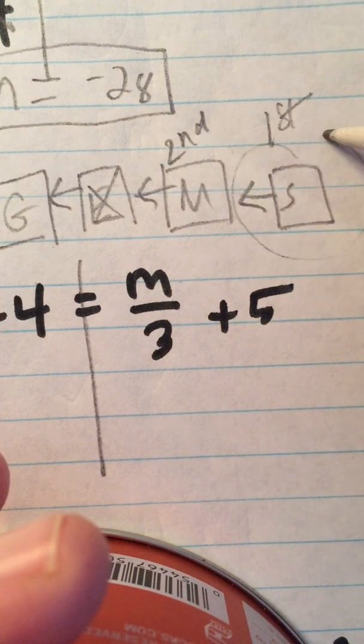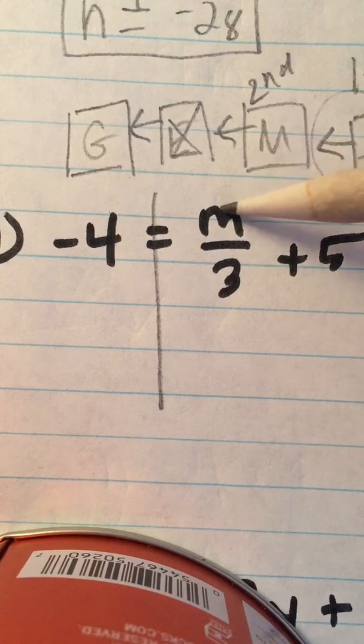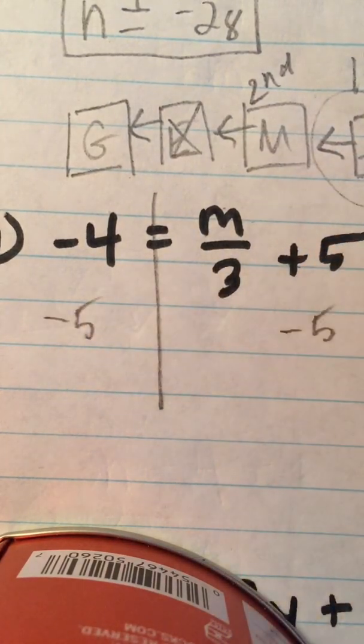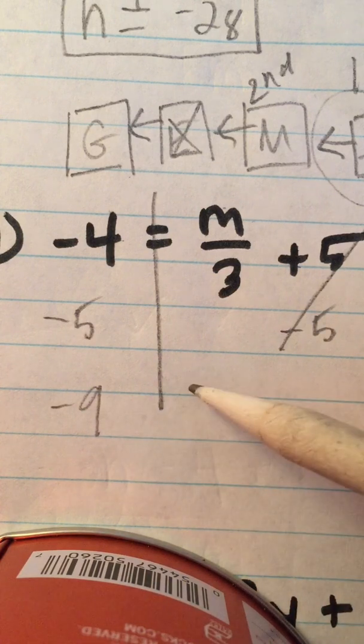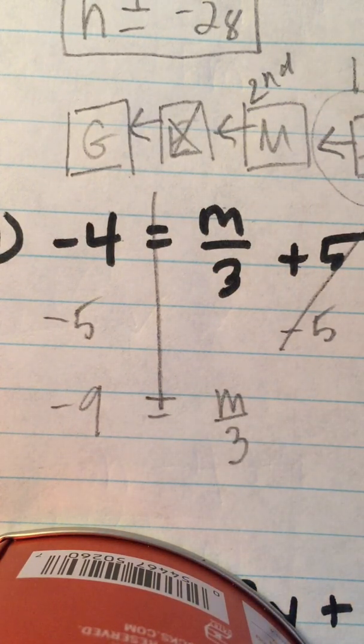The first step is to add or subtract. You're trying to get everything away from this variable here. So I see that it says +5, so I'm going to subtract 5 from both sides. 5 minus 5 is 0. -4 minus 5 is -9 equals m divided by 3.